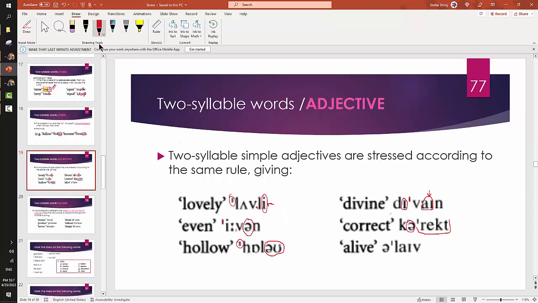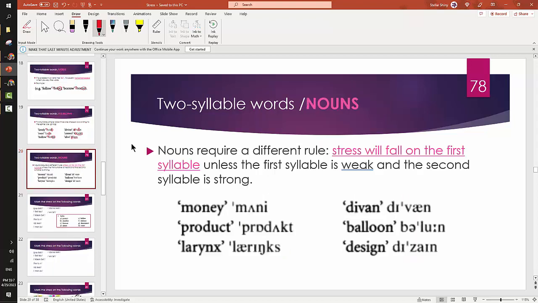We have alive, alive. So we have schwa sound here. We cannot stress it, so we'll stress the second syllable. About nouns. Nouns require a different rule. Stress will fall on the first syllable as a general rule, unless the first syllable is weak and the second syllable is strong. So it's clear.